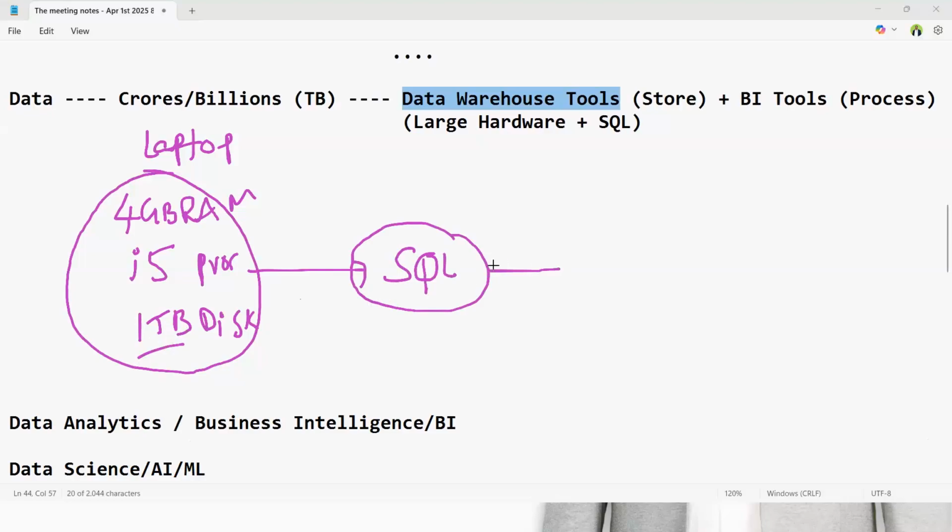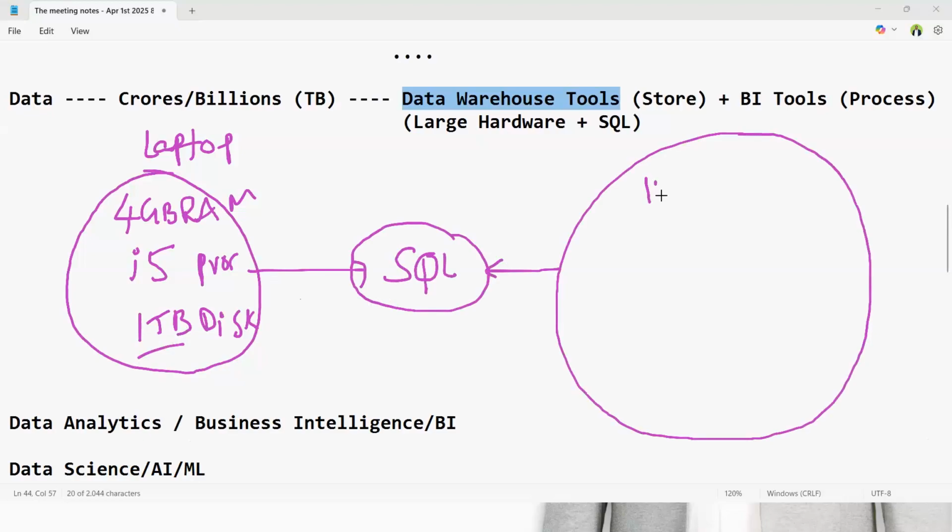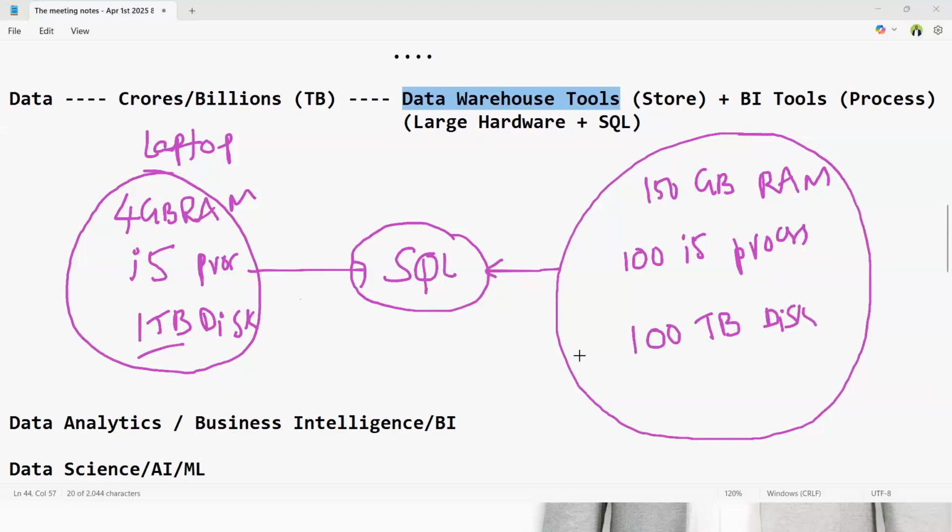But on the other hand, I'm trying to buy 150 GB of RAM, a very large RAM size. I am buying 100 i5 processors, not only one, and let us say 100 terabytes of hard disk. This is the disk space. This is also one more machine, but this machine is going to have large hardware. Inside this machine, I'm going to install SQL.